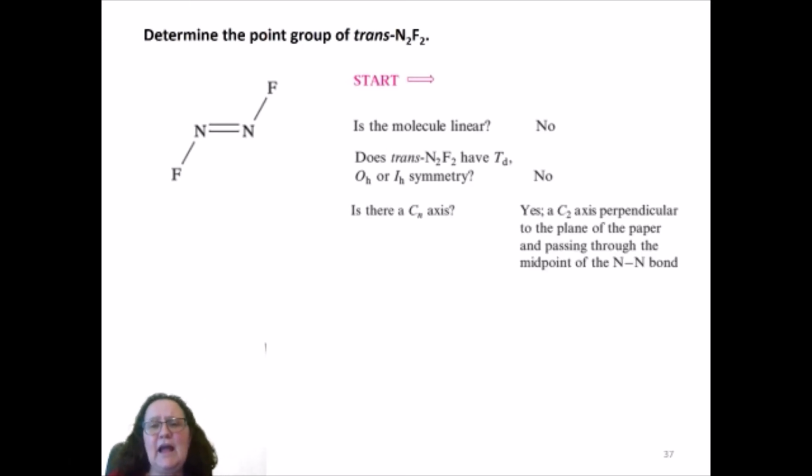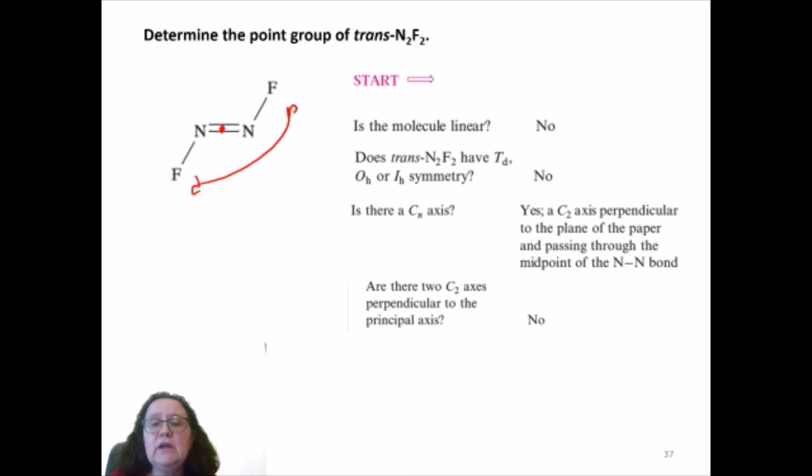Is there a Cn axis? Yes, there is. There is a C2 axis that goes in between the two nitrogen atoms and is perpendicular to the plane where the molecule sits. So if you imagine an axis going through the bond between those two nitrogens, perpendicular to the plane in which the molecule sits, a rotation of 180 degrees would swap the fluorines around, and you will have an indistinguishable configuration of this molecule. So yes, there is a C2 axis.